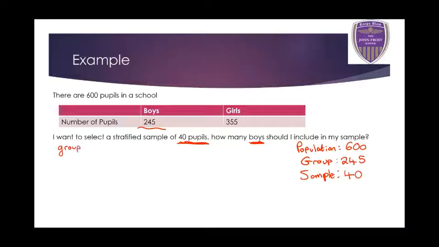Again, we'll look at our formula: group size divided by population size, multiplied by the sample size. That will tell us how many boys we're including in our survey. So chuck the numbers in. The group size is 245, the population is 600, and we multiply that by a sample size of 40. Rather than working it out by hand, get a calculator out. So you do 245 divided by 600.